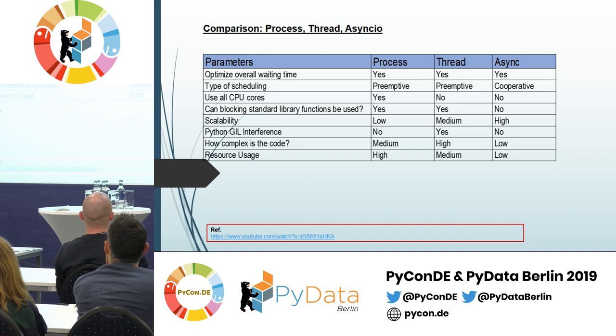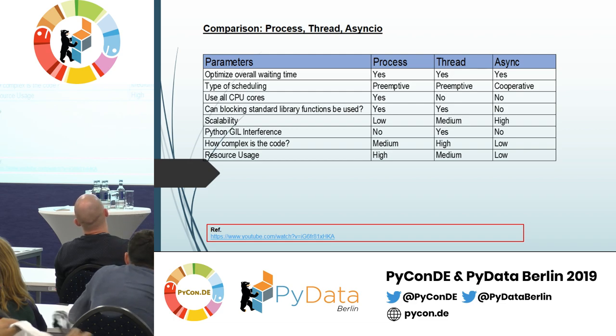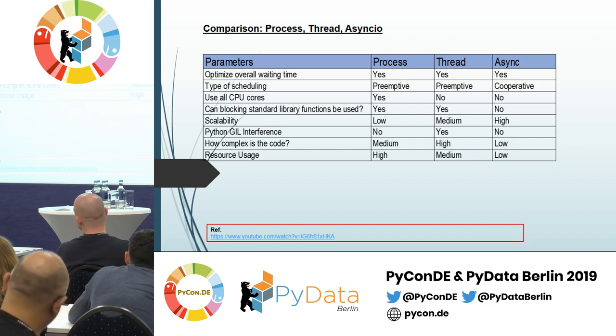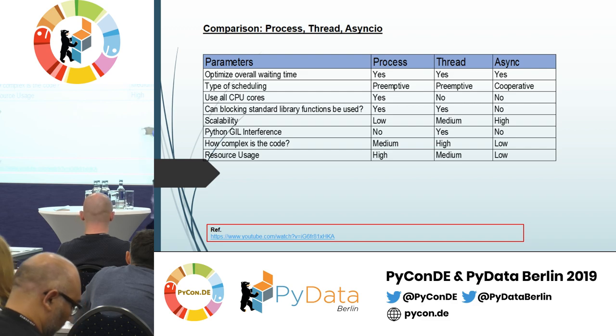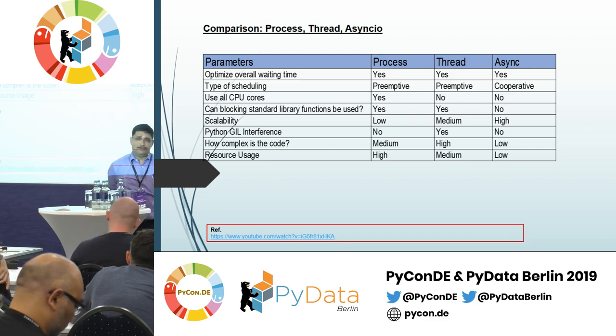Again, I am not telling through this slide which one is good, which one is bad, which one is better. I am just comparing. You have threads, you have processes, you have coroutines, async IO coroutines. It's up to you. I'm not biasing that here. The thing is that overall, say, scalability. Here he says directly that in case of a process, the scalability is low.